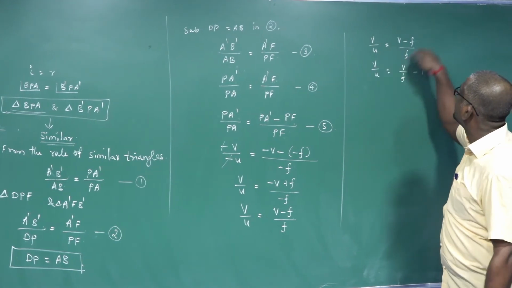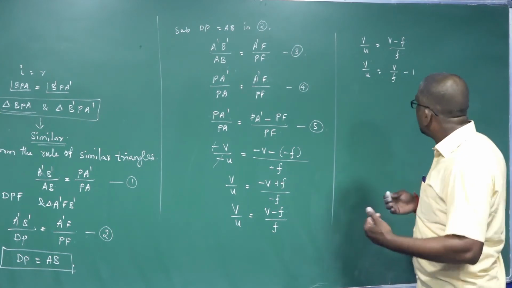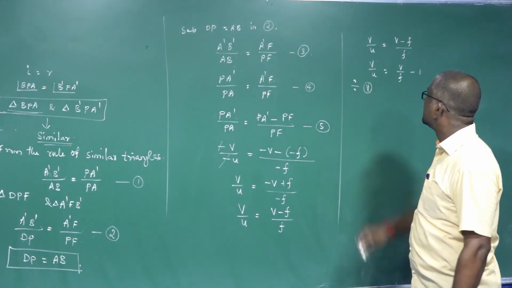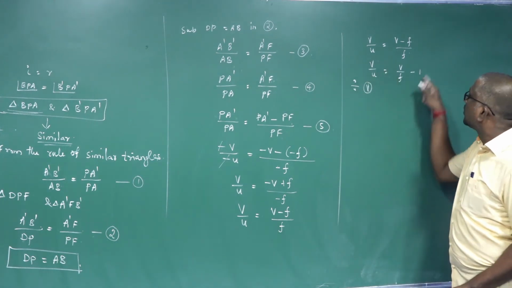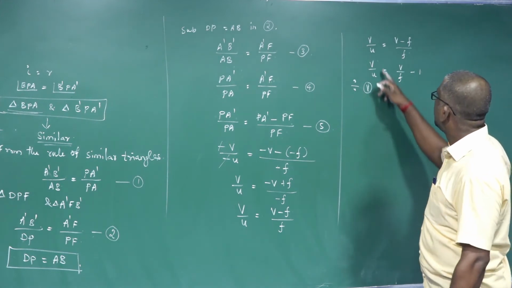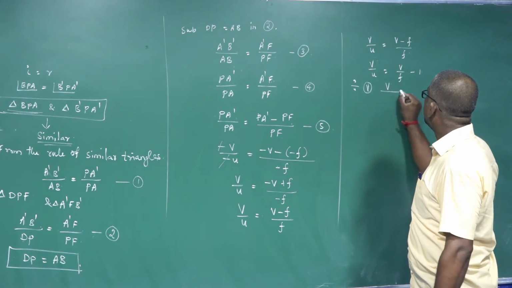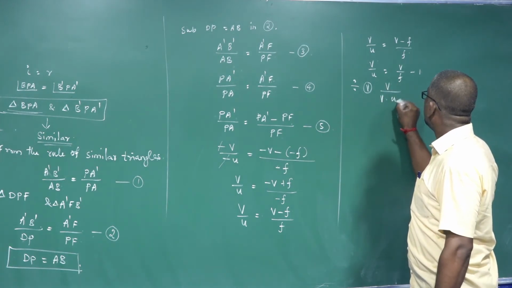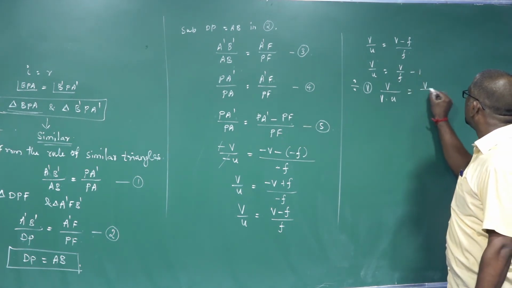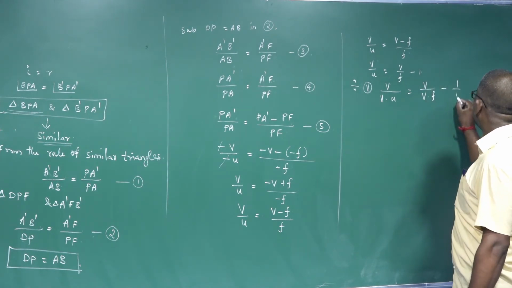That is, this equation can also be written as V divided by U is equal to V by F minus 1. For our convenience, just divide the image distance, that is V, on both sides of the equation in the denominator. Then this term becomes V divided by V into U is equal to V divided by V into F minus 1 divided by V.